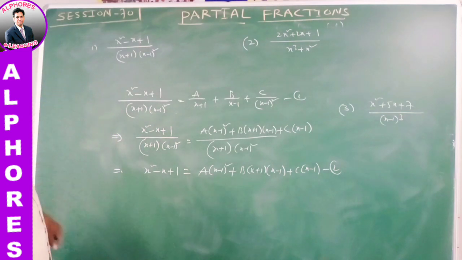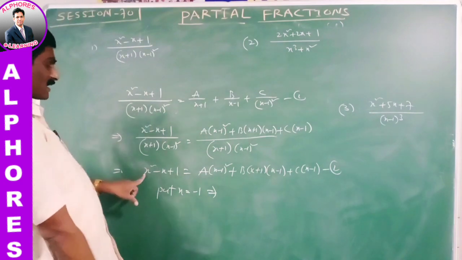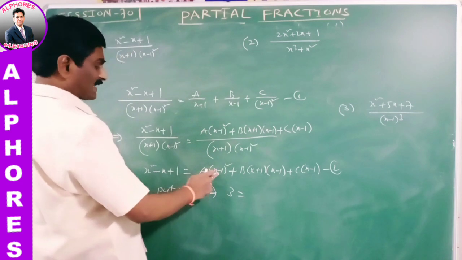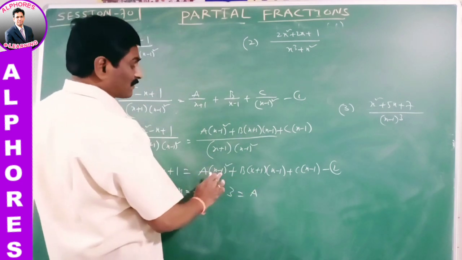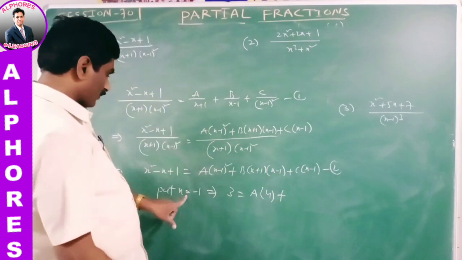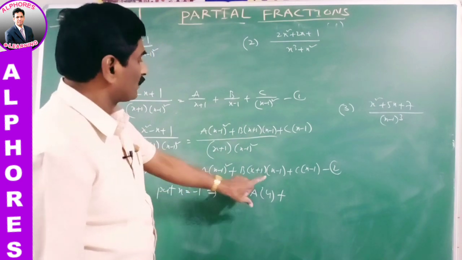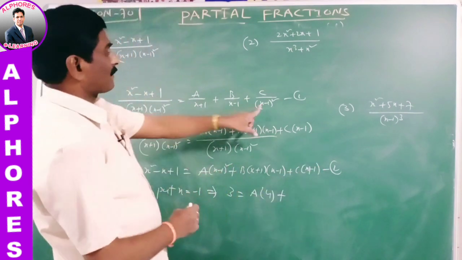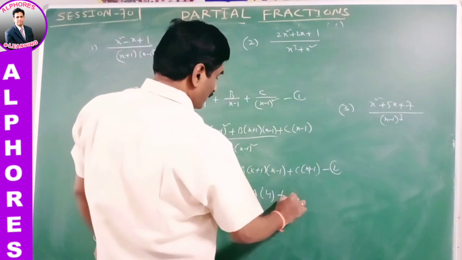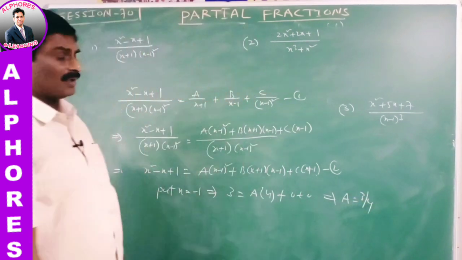For getting a, b, c, put x is equal to minus 1 in equation 2. Minus 1 whole square means 1, plus 1 plus 1, that means 3 is equal to a into minus 2 whole square, 4, plus b into 0, c into 0. Please observe this value; the last term is c into (x plus 1), so at x is equal to minus 1 it is 0 plus 0 plus 0. What is the value of a? A is equal to 3 by 4.